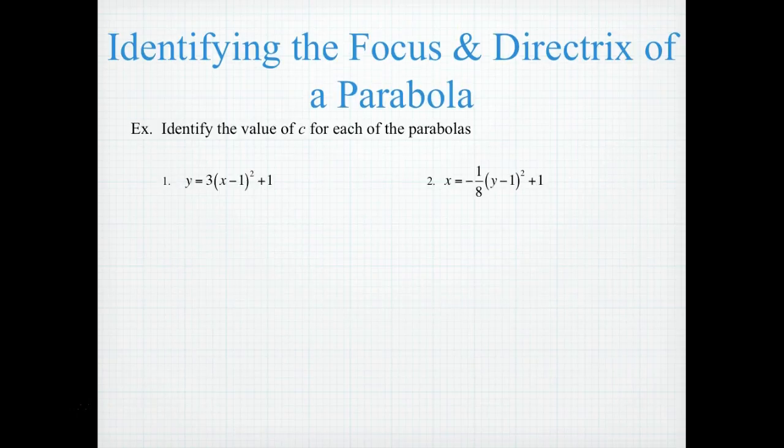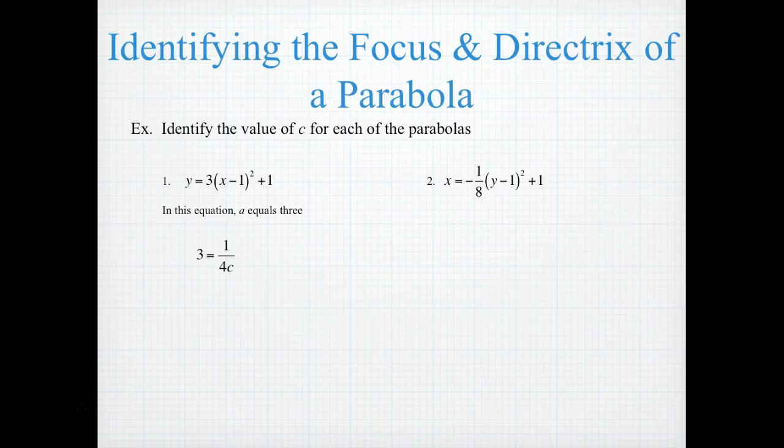In the next examples, we're going to be asked to identify the value of c for each of the equations. In the first equation, we have y equals 3 times the quantity of x minus 1 to the second power plus 1. Now the only thing that's important in identifying the value of c is the value of a in the equation. So in this case, the value for a is equal to 3.